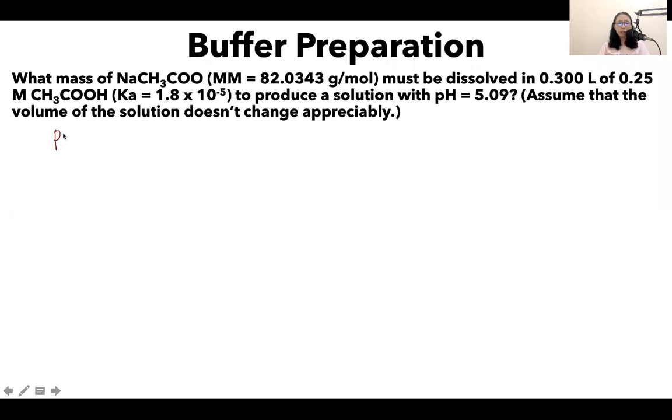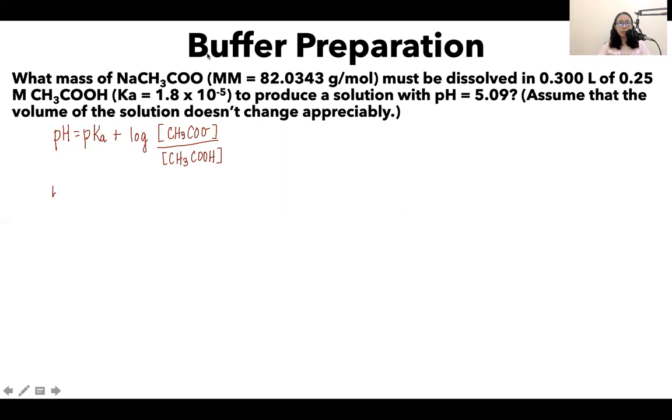So as a practice, just solving a lot of problems is a very good practice. And actually, if you solve a lot of problems, it will really help you because you will encounter different types of problems. So it's conjugate base, so that will be acetate over the weak acid, which is acetic acid. So our target pH is 5.09. So that will be our pH value.